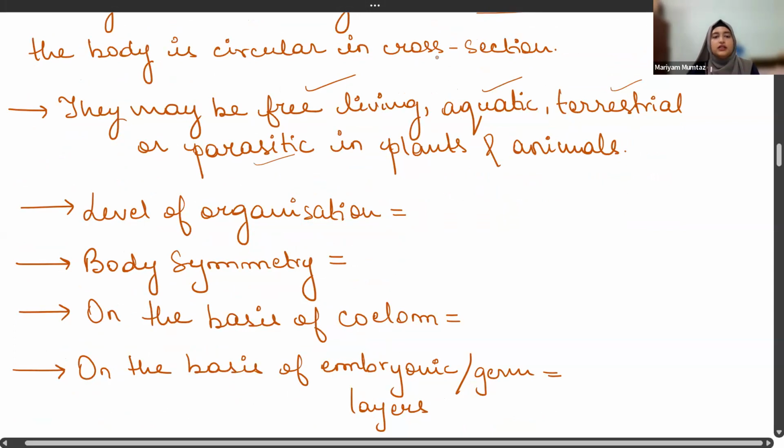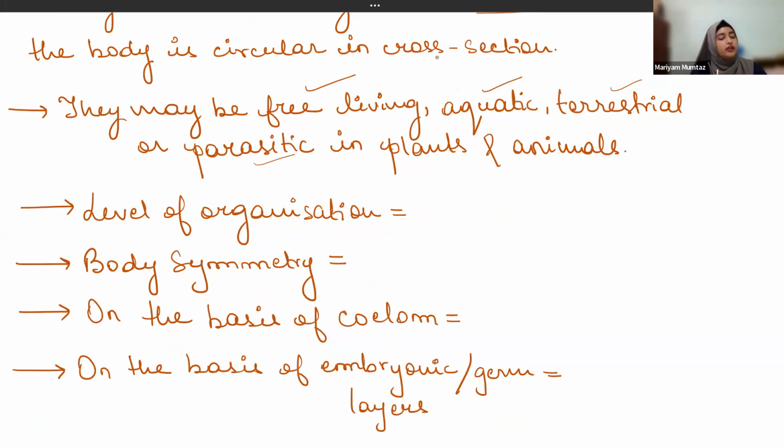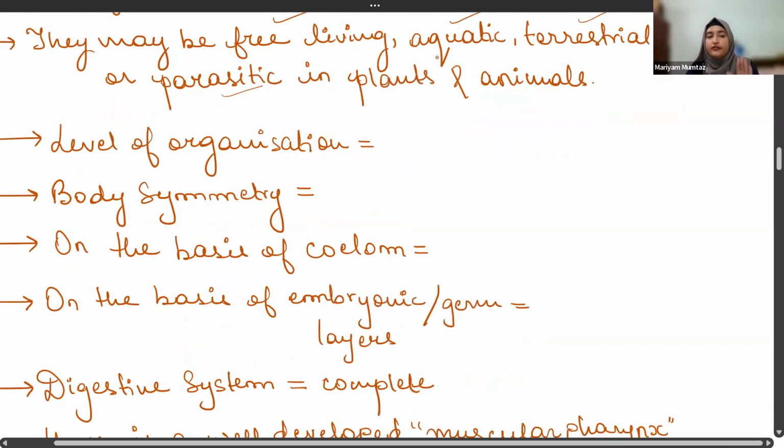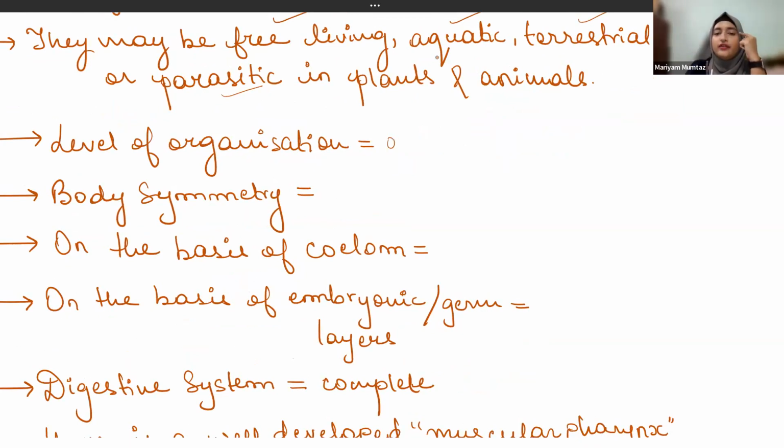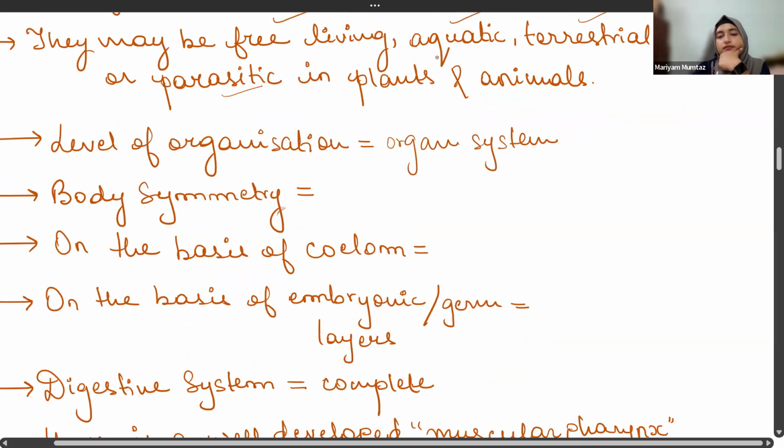Now let us talk about the level of organization. The level of organization of platyhelminthes was organ level. What about this? Organ system. From here to the end, they are all organ system level of organization, so we'll write organ system. Now tell me about the body symmetry. Are they radially symmetrical? Are they bilaterally symmetrical? Bilateral. Correct. They are bilaterally symmetrical.